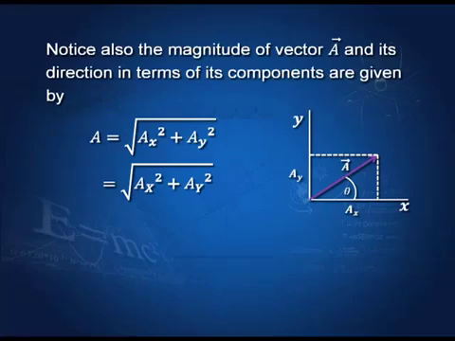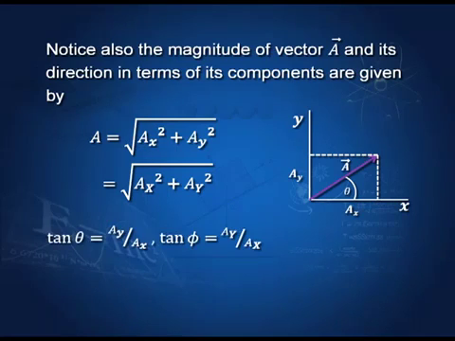that the magnitude of vector A is equal to the square root of A x squared plus A y squared, whichever set of axes you take. And the direction is given by, for the upper diagram, tan theta as the ratio between A y and A x, and for the lower diagram tan phi is equal to A y by A x.